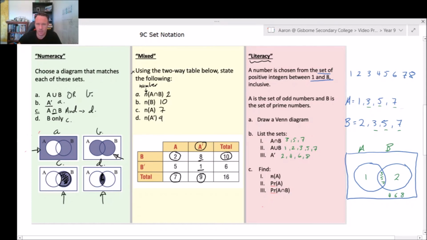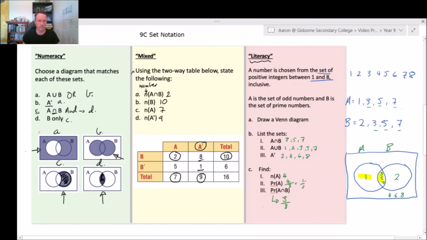Next, find the number of elements in A. The number of elements in A is 4, so I go through: that's that part and those there. Then we're asked the probability of drawing something out of that. That's going to be 4 over 8, which is the same as a half. And the probability of something being in A and B is 3 out of 8, and that can't be simplified. So that's a quick run through set notation.